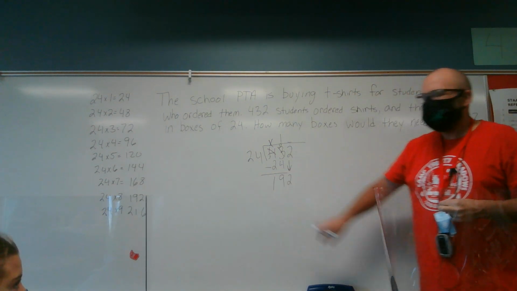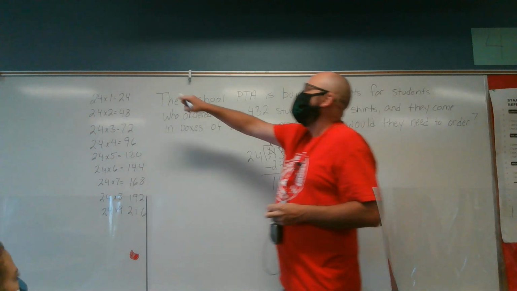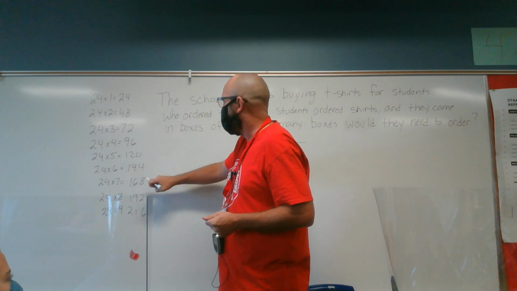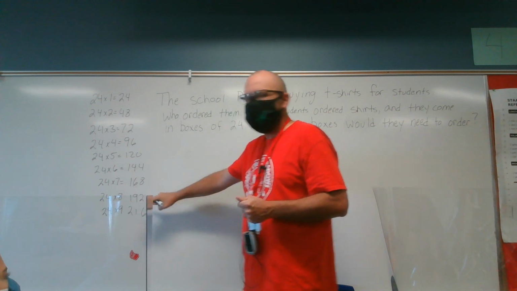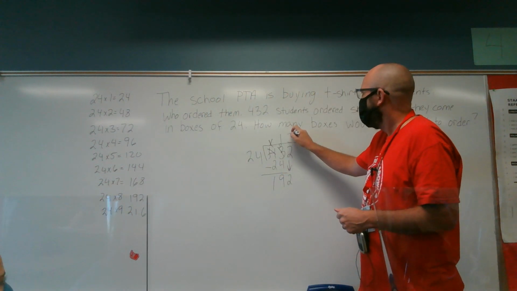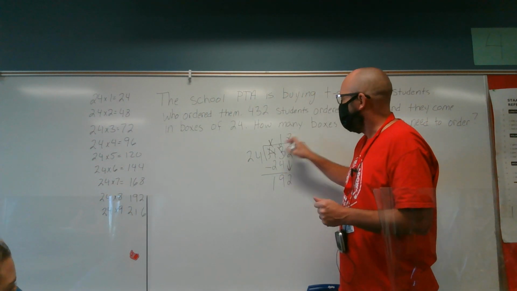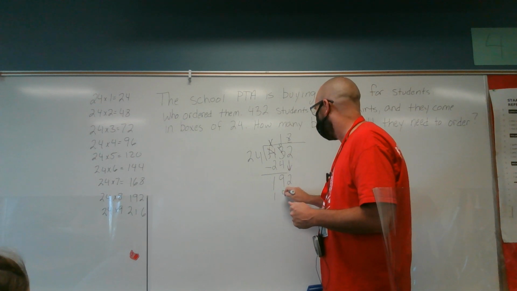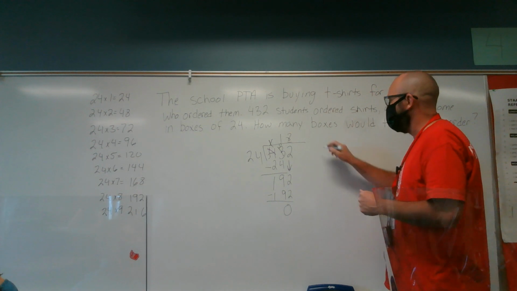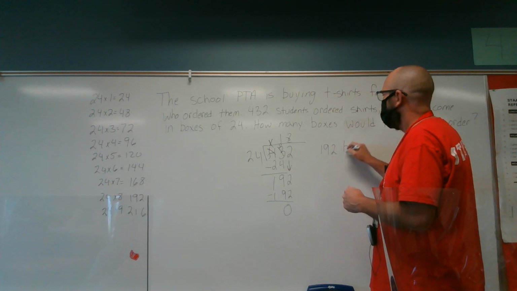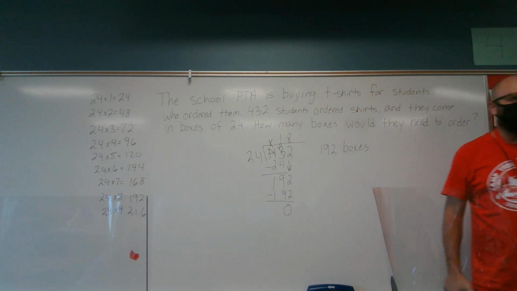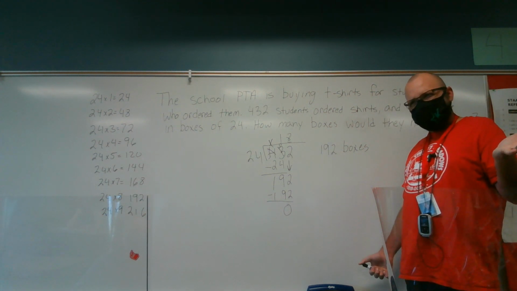I need to take 24 into 192. I look over here. 24, 48, 72, 96, 120, 144, 168, 192. 192 is already there. And since that's 24 times 8, the 8 must go above there. And 8 times 24 is 192. So I subtract, and they need 18 boxes. But, as my young friend Jacob told me, I want to make sure that answer is correct.